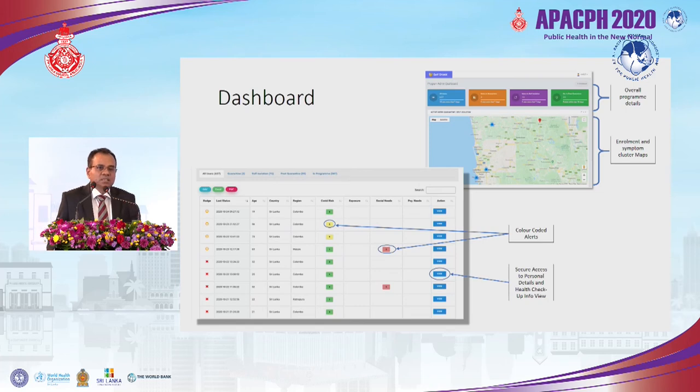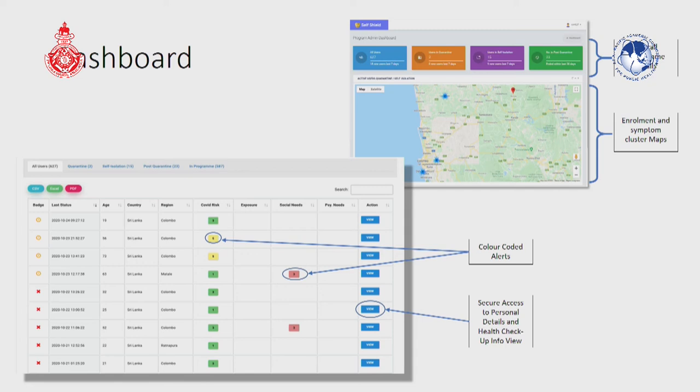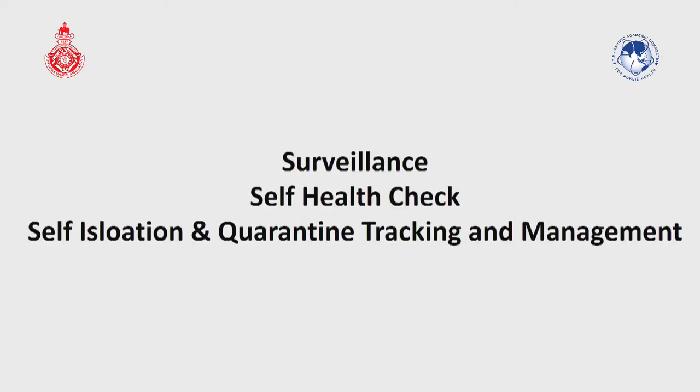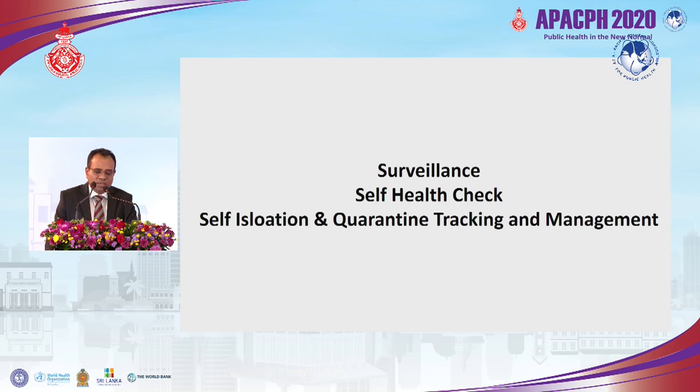This system has been utilized on a limited scale locally in Sri Lanka, but has also been used by some companies who want to monitor their staff. So, ladies and gentlemen, our Google Innovation program enabled us to make two significant contributions: one on surveillance, the other on self-health checking and self-isolation and quarantine tracking and management.